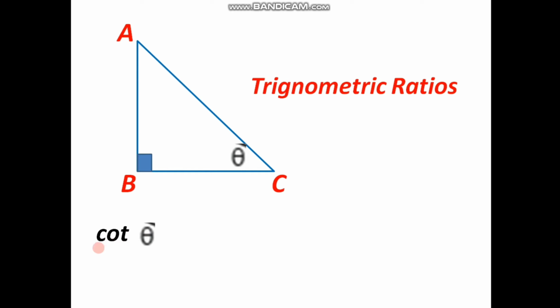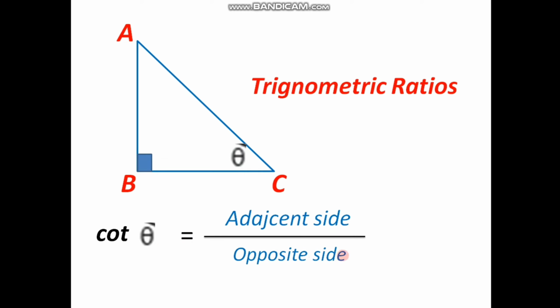The last trigonometric ratio is cot theta, which is the reciprocal of tan theta. Its definition is adjacent side divided by opposite side. So in this diagram, the side adjacent to theta is BC and side opposite to theta is AB. So by this definition, we have BC divided by AB.